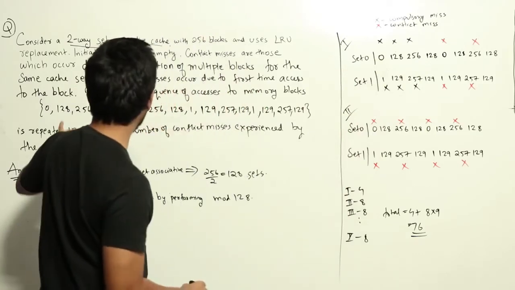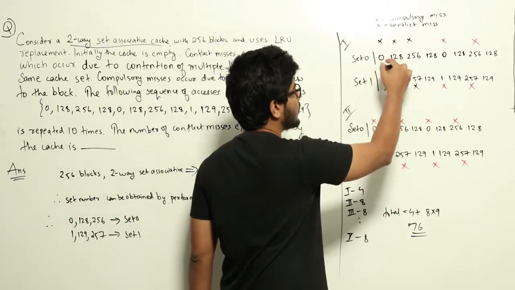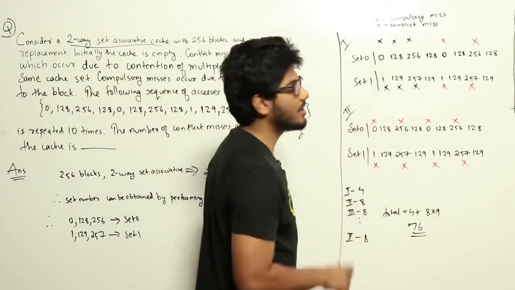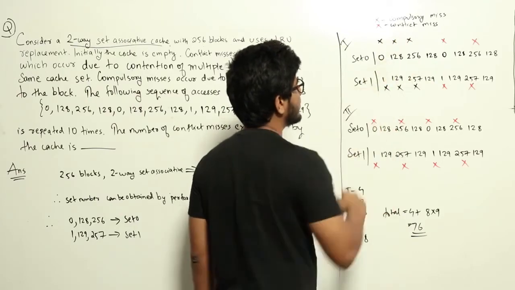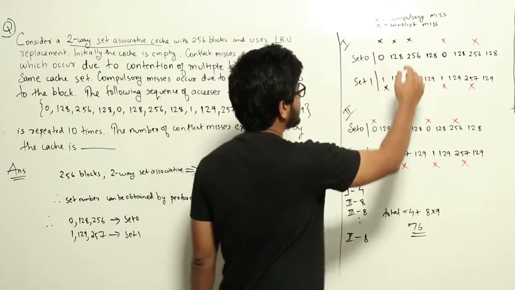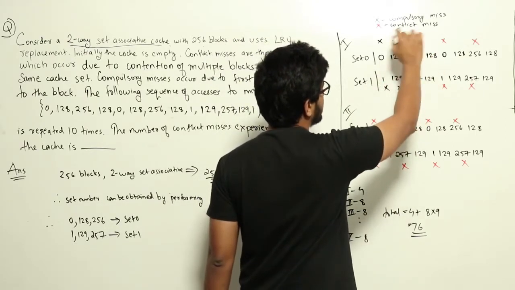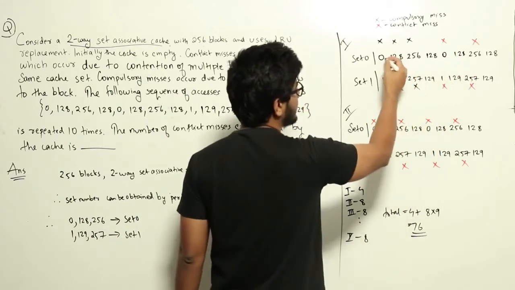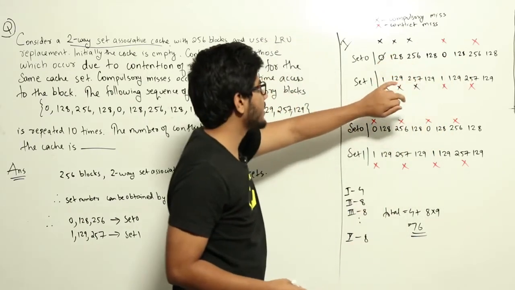The next one was 128. That also we'll add to the cache. Now this set is full, 0 and 128. Only two blocks we can keep in any set at one time. These two were compulsory misses. After that, the third access was 256. That is also first time access, so we need to add it to the cache. This will cause a compulsory miss. Now 0 is gone from the cache, and 128 and 256 are there in the cache.